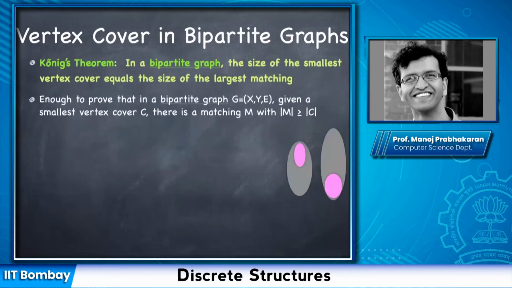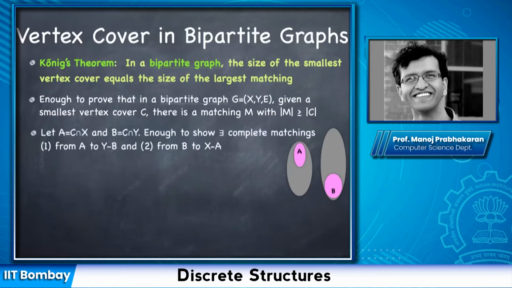So suppose you're given a bipartite graph with parts X and Y and edge set E, and a smallest vertex cover. The smallest vertex cover is a bunch of vertices. Some of those vertices could be in X, some of these vertices could be in Y. So the highlighted set here, you should think of as the set of nodes in the vertex cover. My goal is now to build a matching which is at least as big as this vertex cover.